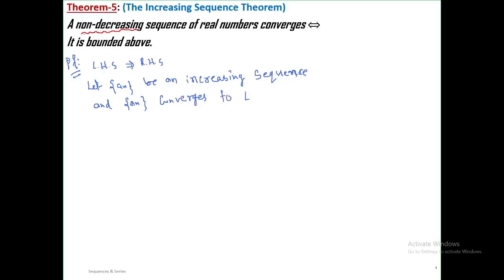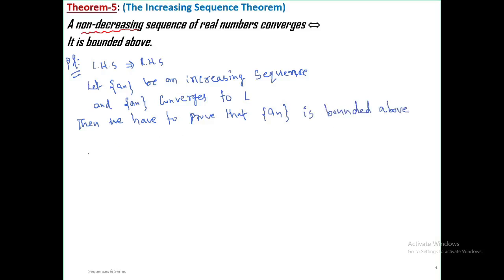Because look at the LHS part: an increasing sequence of real numbers converges. So first of all, I have taken an to be an increasing sequence which converges to L. Then we have to prove that the sequence an of real numbers is bounded above. This is the RHS part, so this one we have to prove.